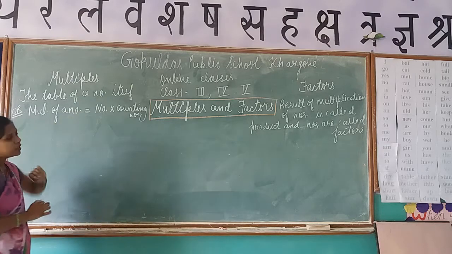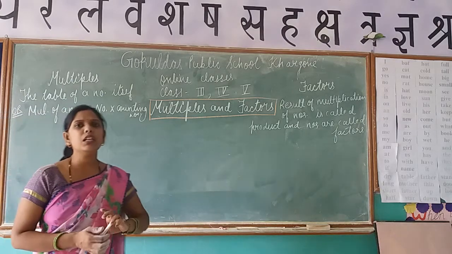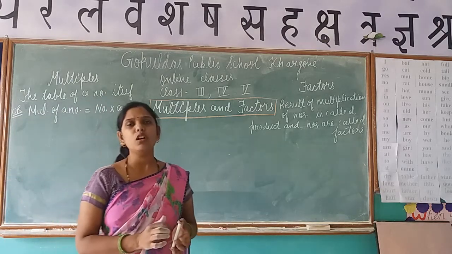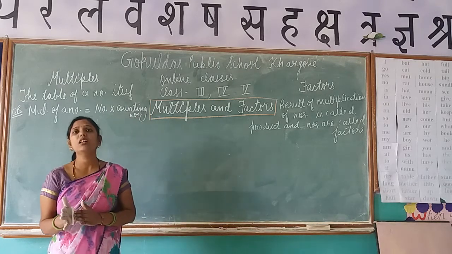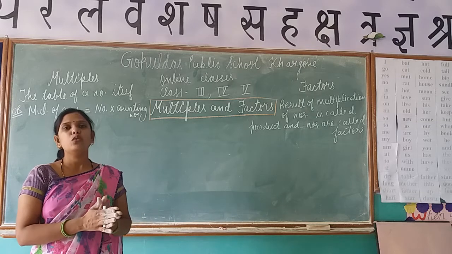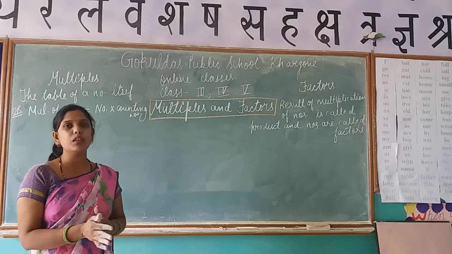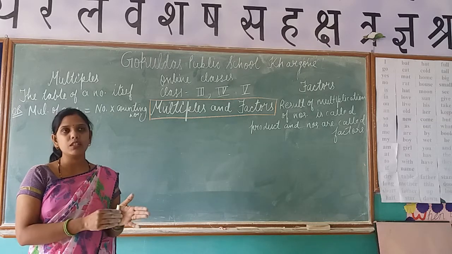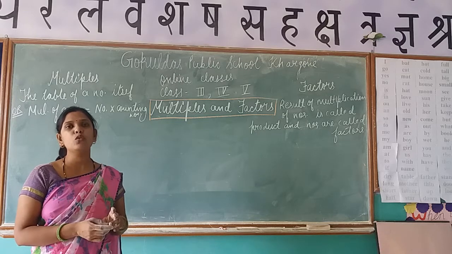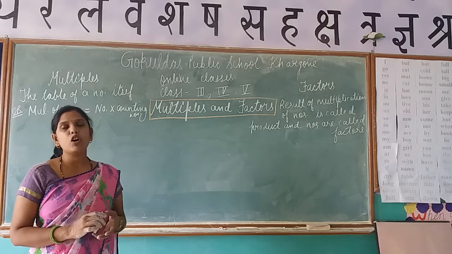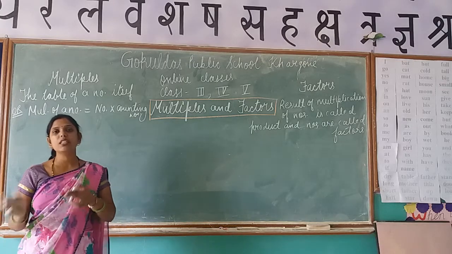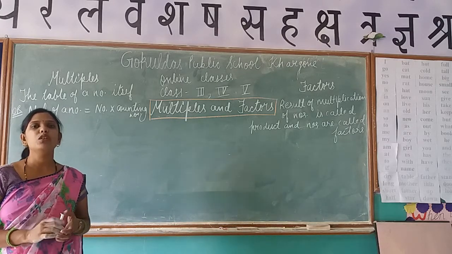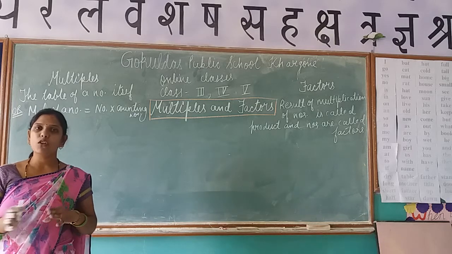What are multiples? Multiples means the table itself. For example, if you are told to write the multiples of 2, the multiples of 2 will be the table of 2 itself. The first multiple of 2 is 2. The second multiple of 2 is 4. The third multiple of 2 is 2 into 3, which is 6. The fourth multiple of 2 is 2 into 4, which is 8. That means, what is a multiple?